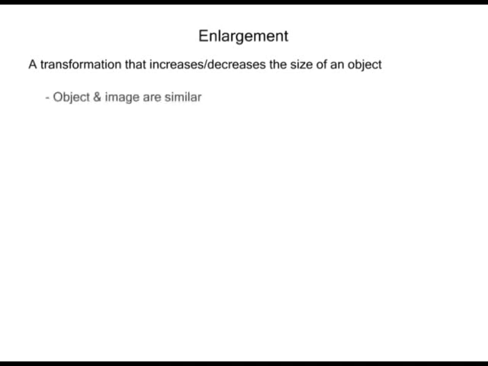Now, enlargement. An enlargement is a transformation which increases or decreases the size of an object. Under an enlargement, the object and its image are similar. Corresponding sides on the object and image are parallel, and angles remain the same. An enlargement is defined by two components.